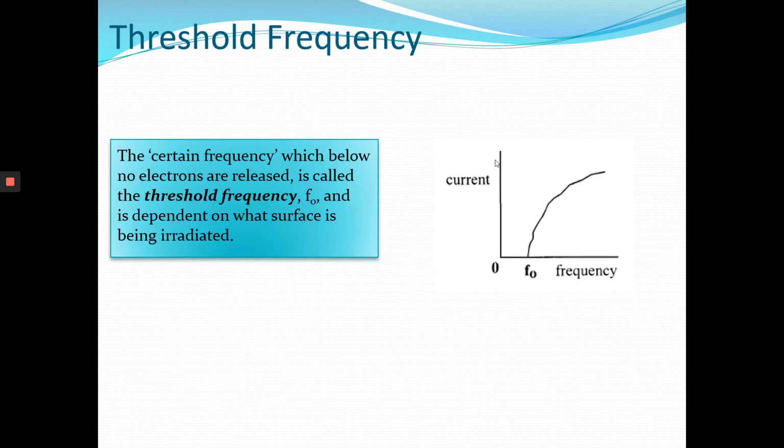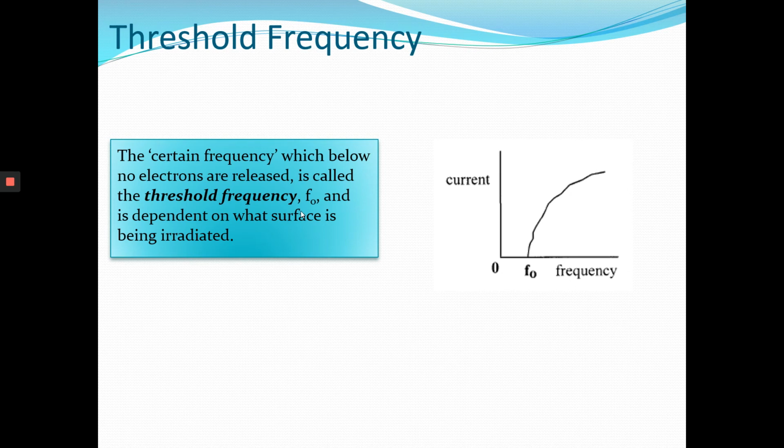Now, we've been talking about how electrons are only released when photons of a certain frequency are there. Now this certain frequency is called the threshold frequency, which is just f0. And the threshold frequency just means that photons that have the threshold frequency or above will release the electrons.